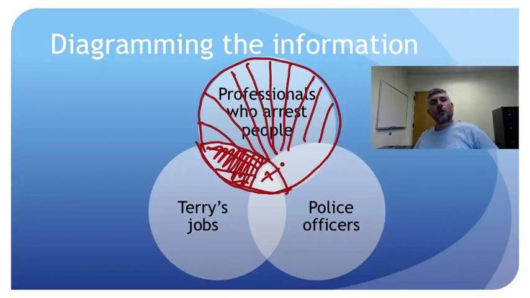But notice, once we visually represent that information in our Venn diagram, then we can simply read off the Venn diagram that Terry has a job, at least one job, in which she's a police officer. So at least one of Terry's jobs is as a police officer. And we can just read that off the Venn diagram once we've used the Venn diagram to represent the information contained in premises 1 and 2. So the Venn diagram, again, can be used to represent the validity of the inference.